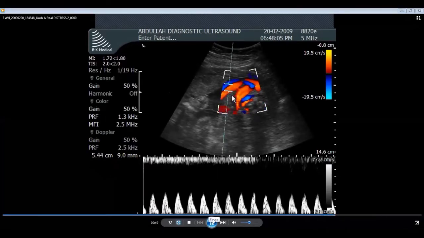Again, you can appreciate that there is no flow in between, indicating fetal distress.